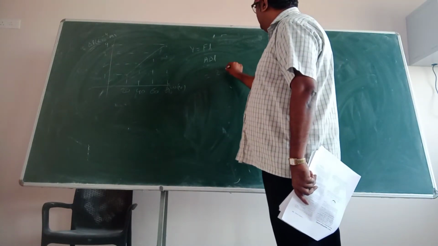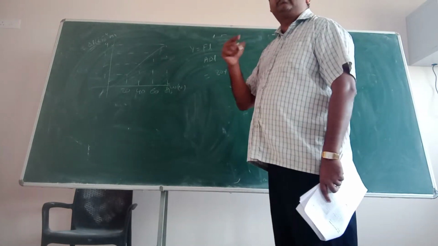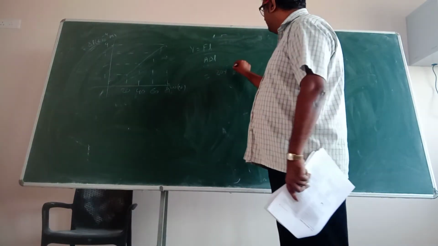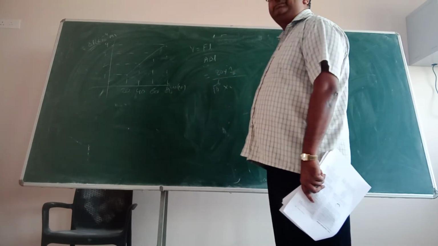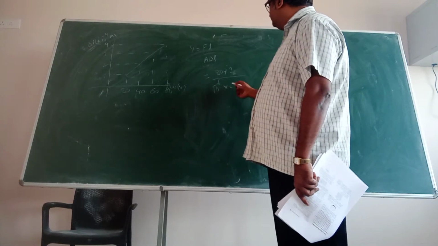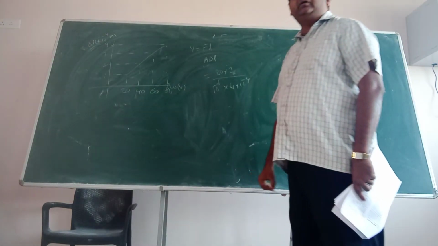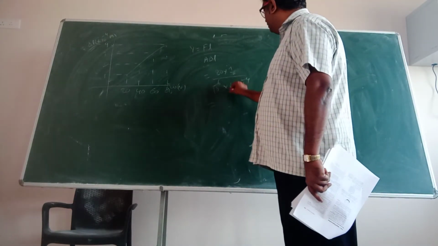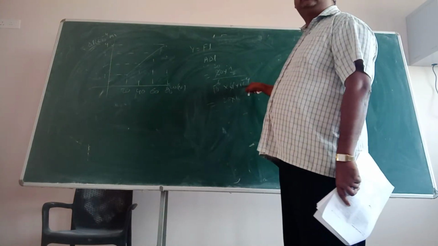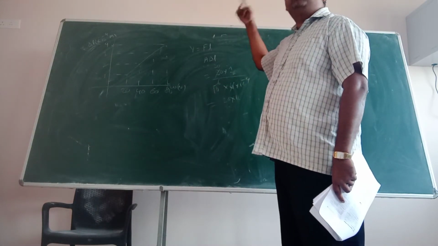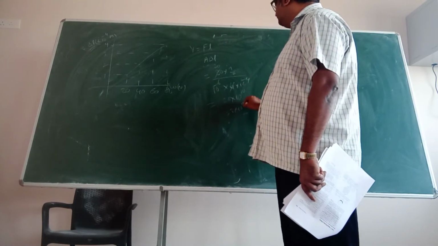So 80 into length. Length is given as 1 meter. Read the question. Length is given as 1 meter, divided by area. It is 10 power minus 6. And delta L is 4 into 10 to the power minus 4. 4 goes 20 times. So 20 into 10 to the power of minus 10. It goes to top, it becomes plus 10. 20 into 10 power 10 or 2 into 10 power 11.